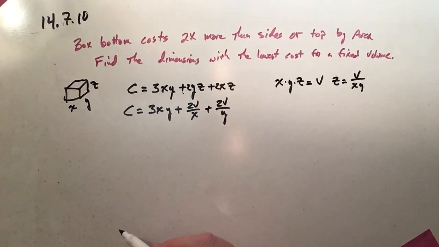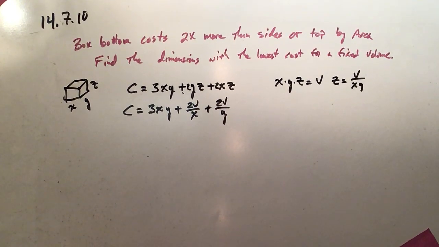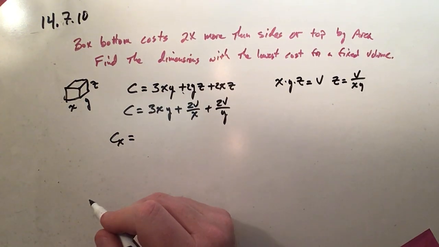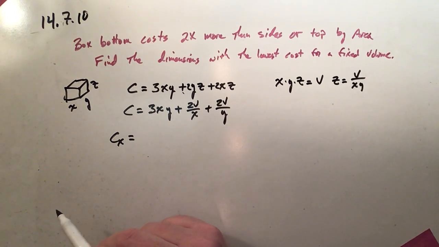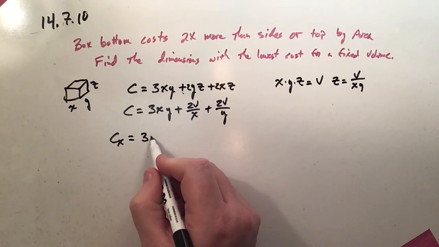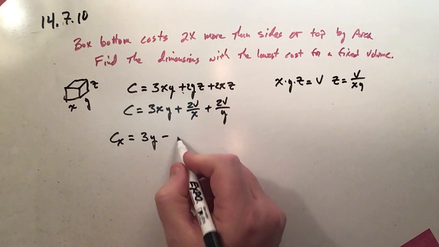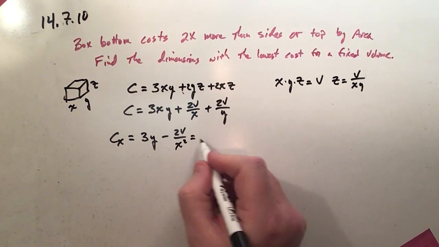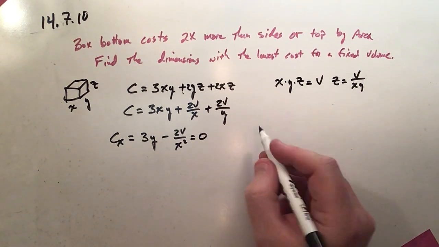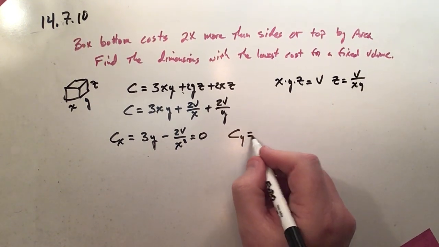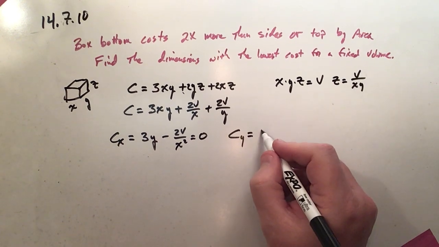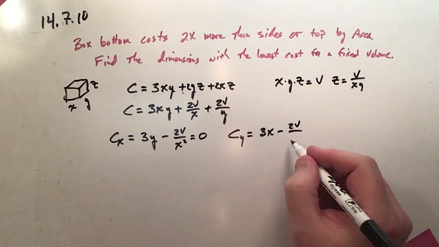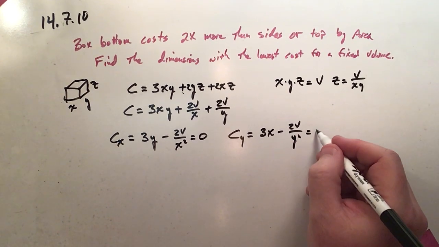And now I can go ahead and find the partials that are necessary to do this. So first, I'm going to find CX. And CX, just taking the derivative of this with respect to X, is 3Y minus 2V over X squared. And I need to set that equal to 0. I'm going to do the same for CY. CY actually looks the same. It's 3X minus 2V over Y squared, and that also has to be 0.